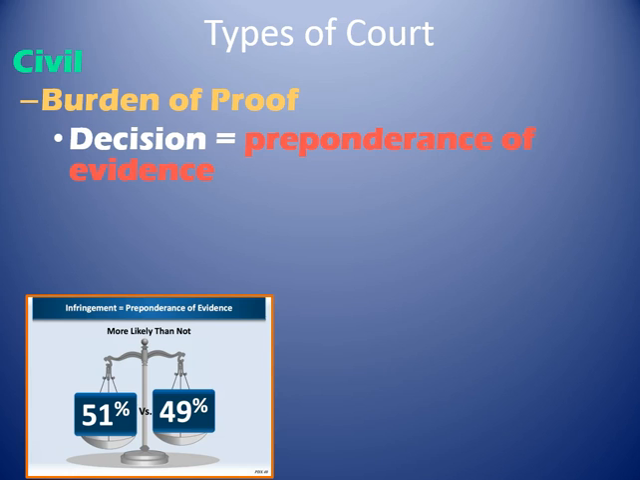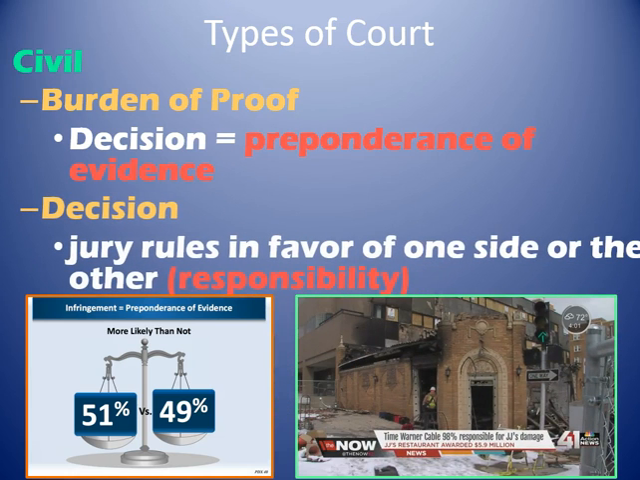So usually we call this about 51%. And so in a civil case, if a jury reaches a decision, if they are 51% sure that the person is responsible, they are going to rule in favor of one side or the other. Civil cases are not guilty or not guilty, it's are you responsible? So civil cases always are there to decide responsibility.